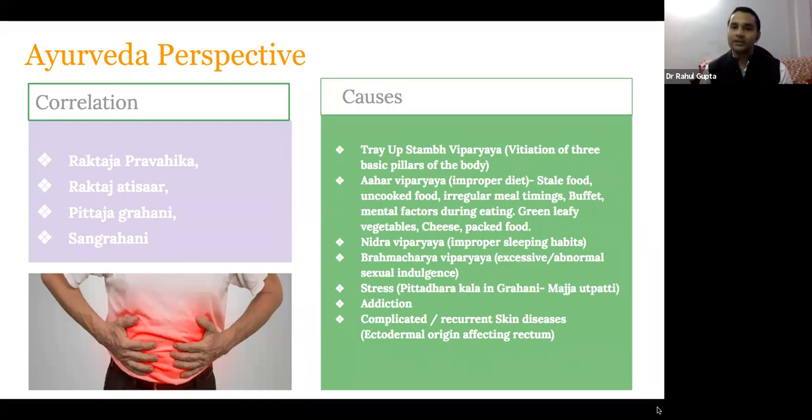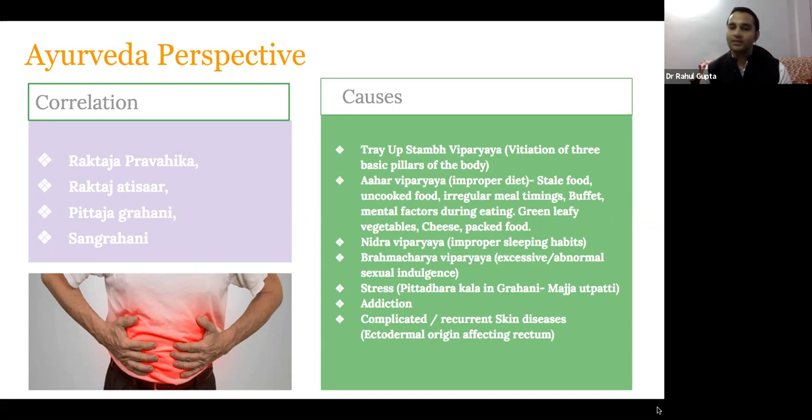Since ulcerative colitis is a disease of the digestive tract, the first pillar, that is ahar or diet, is very important in it. The causes include stale food. We have a culture of stale food, packed food, tinned food, and the food that goes into the refrigerator becomes stale. So it causes ulcerative colitis. Uncooked food culture is also there, so it also causes ulcerative colitis. The meal timings are also very important. If you take your food at irregular meal timings, it is also a positive factor.